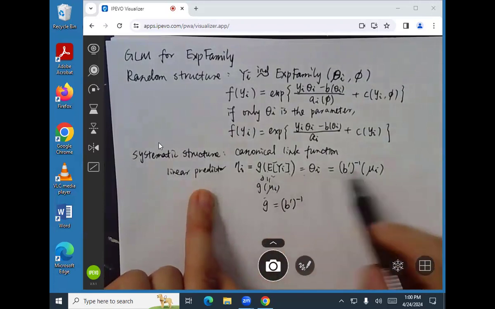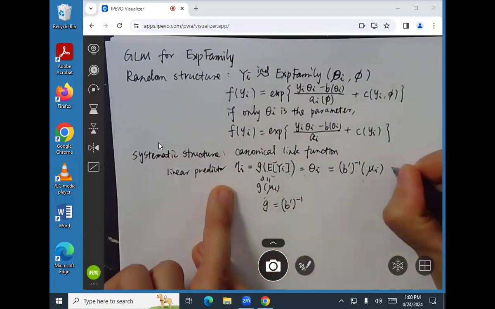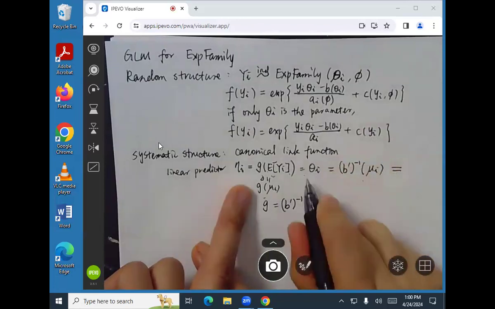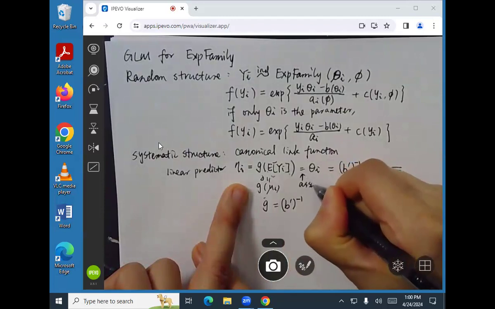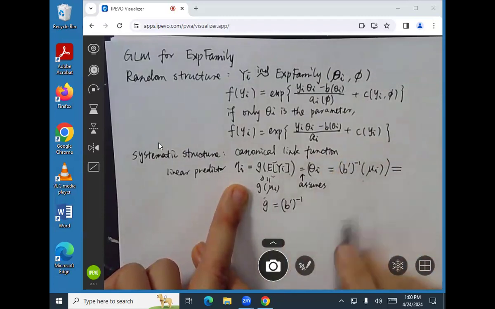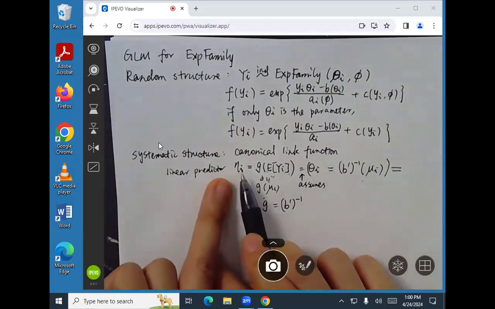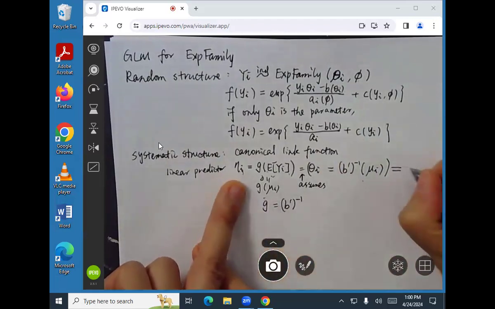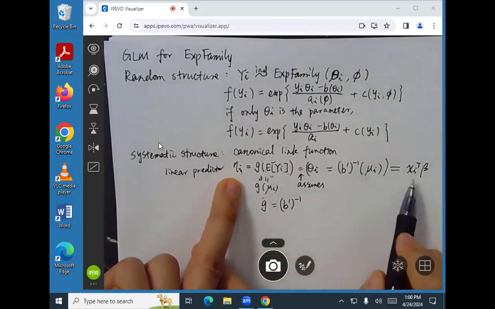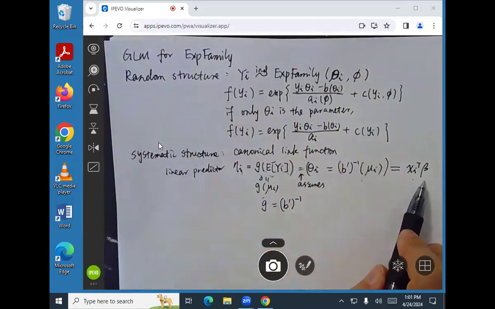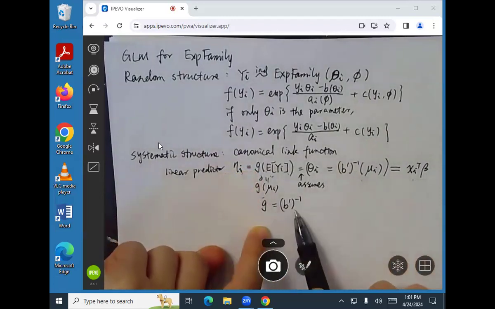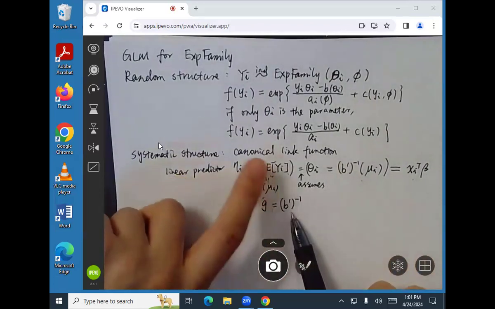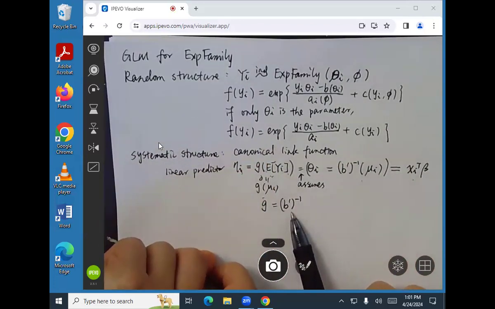Okay, and then the systematic structure assumes two things. First is that eta i equals theta i. This is what we assumed for this part. And then by definition, as the linear predictor, eta i is set to xi transpose beta. That's why it's called linear. It's because it's a linear function of predictors. And by assuming eta i being theta i, we have a specific form of g, which is the inverse of b prime. And we call this the canonical link function. So that's the whole logic.